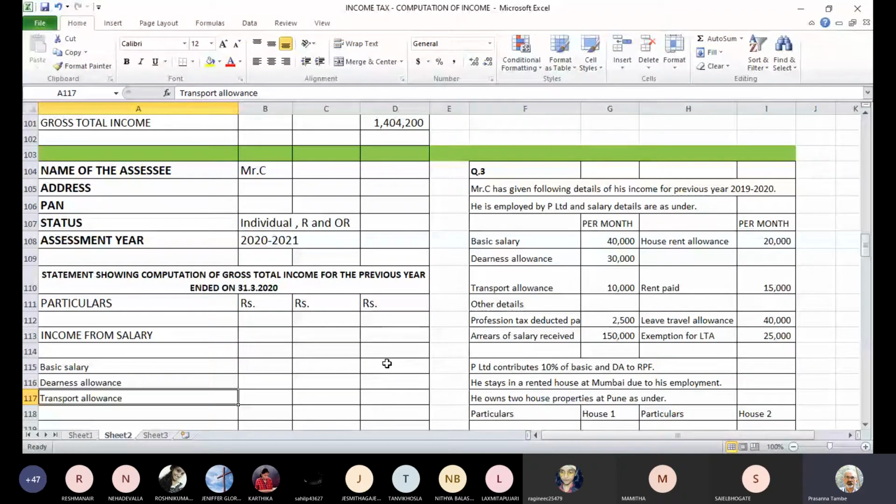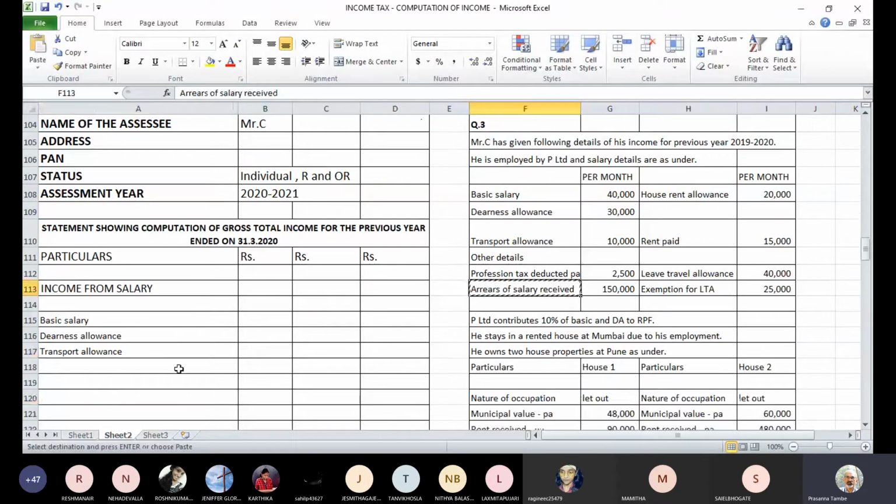Then he has also received arrears of salary. This is one more component in his salary income. He has also received leave travel allowance. That amount is also there. After leave travel allowance, leave one line, and then house rent allowance. So these are the various components of his salary. Now the details given are on a per month basis. So we have to multiply everything by 12 and then arrive at the appropriate amount.